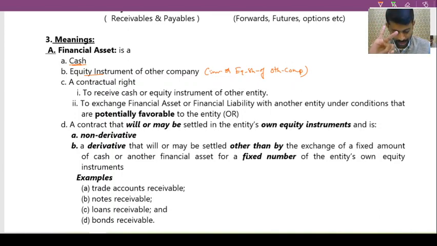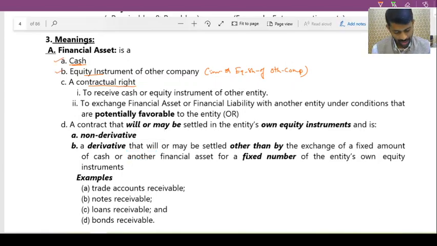Next one is a right, a contractual right. That means it's an agreement or contract. It's a contractual right to receive cash or an equity instrument of another entity. First A and B, what did we read? Cash or equity instrument. Same thing. If there is a contractual right, that means it is not physical. The first two are physical cash and a physical number of shares in your hand of another entity. Got it? The third one is a contract to receive cash or an equity instrument of another entity. So that contractual right which we have is also a financial asset.